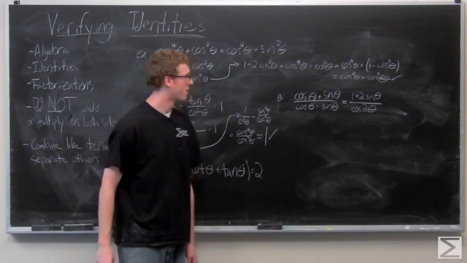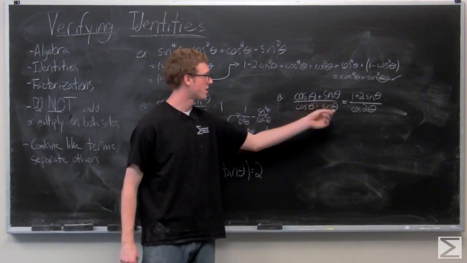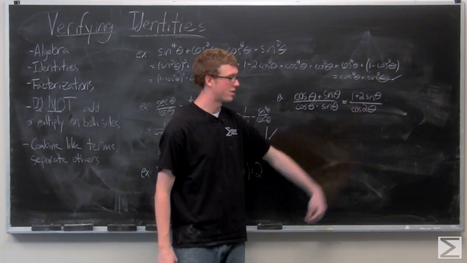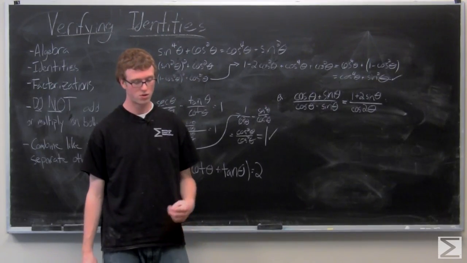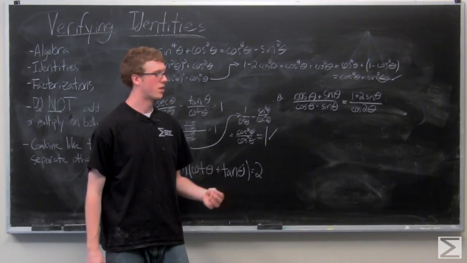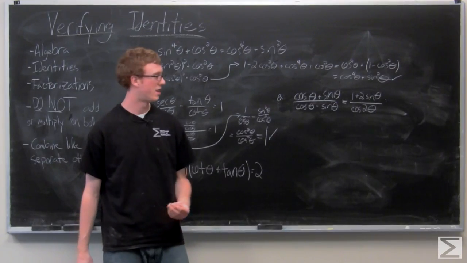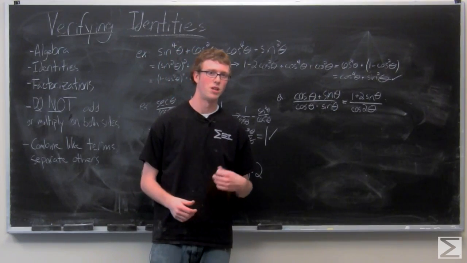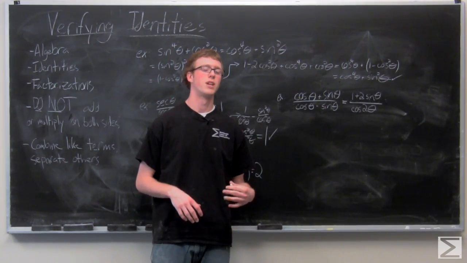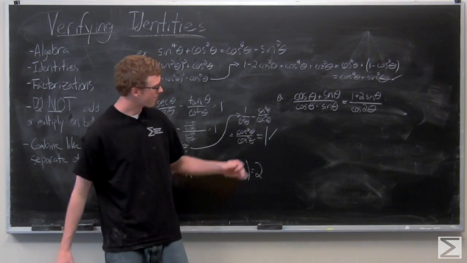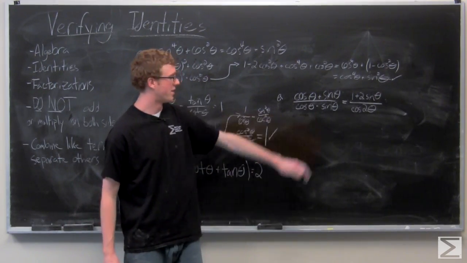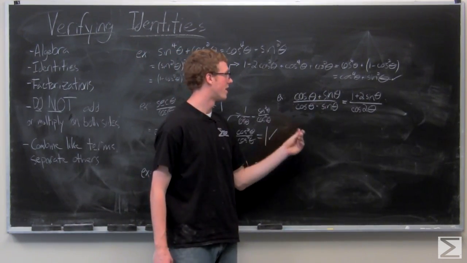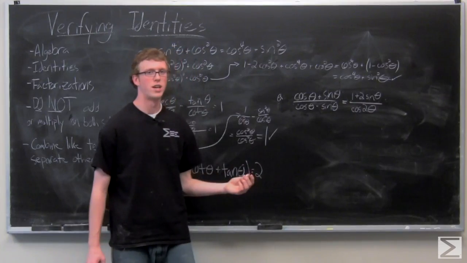Okay, so now we're going to take a look at cosine theta plus sine theta over cosine theta minus sine theta equals 1 plus 2 sine theta all over cosine of 2 theta. This time we're going to need to use one of those double angle identities. And this time we're actually going to need to manipulate both sides. You need to make sure that you do that separately. What I'm going to do to manipulate the left side is multiply by cosine of theta plus sine theta all over cosine of theta plus sine theta.